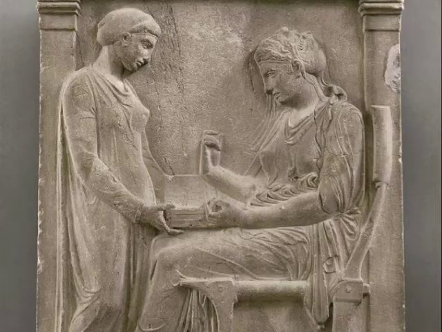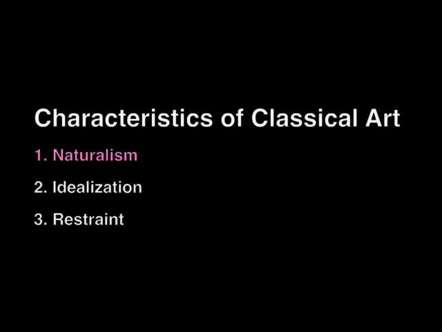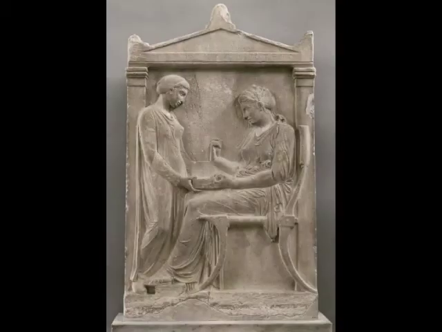Let's see how this sculpture embodies the three defining characteristics of the classical style. First, naturalism. Another word for it is lifelike. Naturalism involves variety and depth. Variety can be found in how the two women vary in pose and dress. For example, one woman sits, the other stands, and they dress differently.